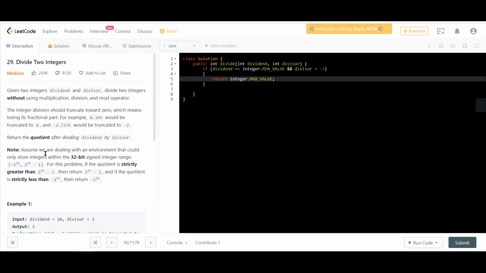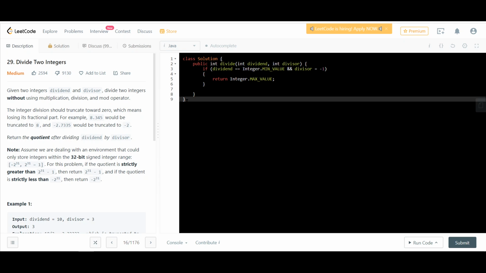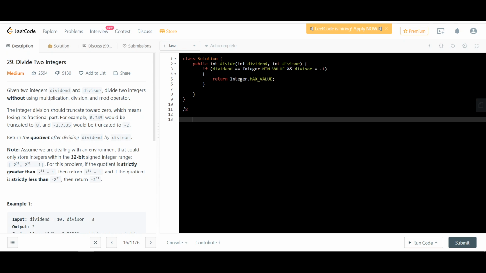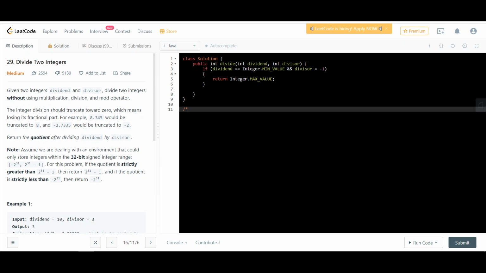So there are two restrictions that have been put on us. One is that, hey, you cannot use these operators, and second is, hey, the environment that we have cannot have more than 32 bits. So with this, I'm assuming that I cannot convert this into a long. If I'm given an int, I have to deal with int only. Fair enough.